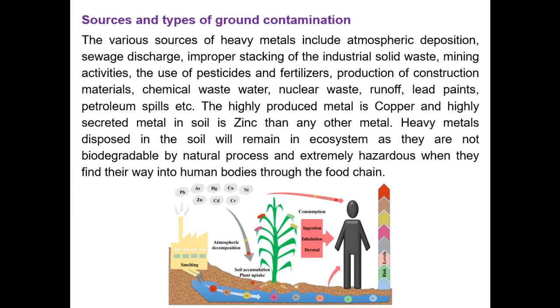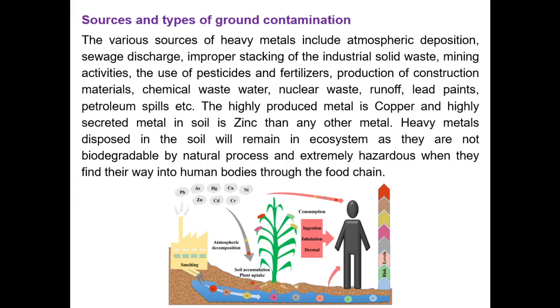Sources and types of ground contamination. The various sources of heavy metals include atmospheric deposition, sewage discharge, improper stacking of the industrial solid waste, mining activities, the use of pesticides and fertilizers, production of construction materials, chemical wastewater, nuclear waste, runoff, lead paints, petroleum spills, etc. The most highly produced metal is copper, and the most highly segregated metal in soil is zinc, more than any other metal.